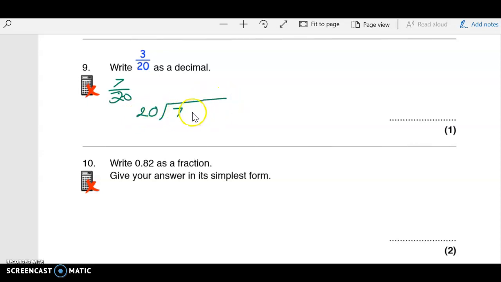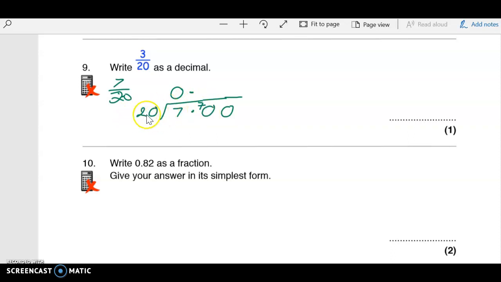Now I know this is going to be a decimal answer, so I'm going to put a decimal point down and zeros down to turn it into a decimal so that I can therefore get my answer as a decimal. So I'm going to put a decimal point in the answer bit as well. So how many 20s go into 7? Well, none, because it's not big enough. So then I give the 7 to the 0 to make 70.